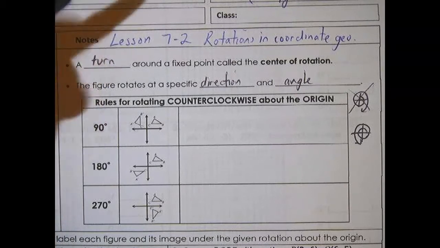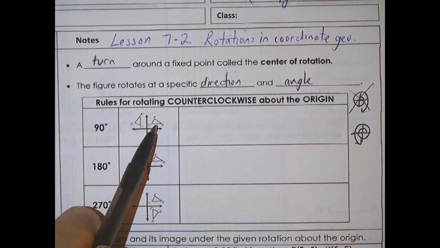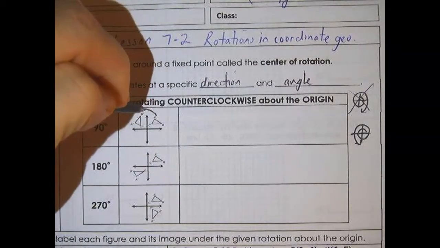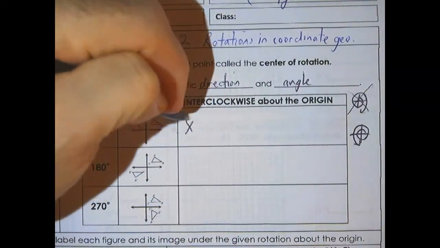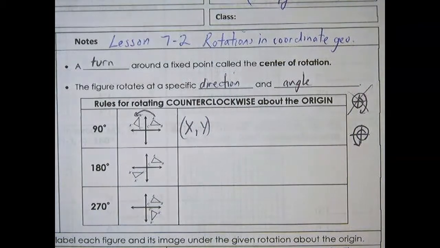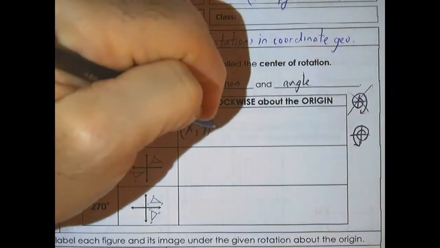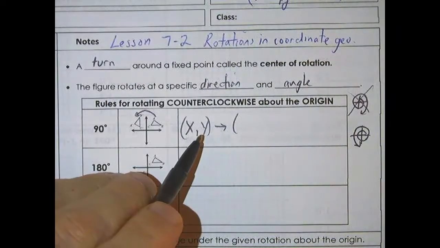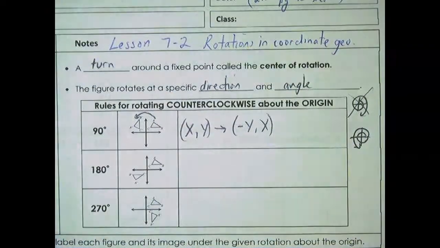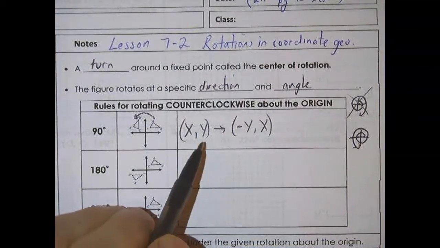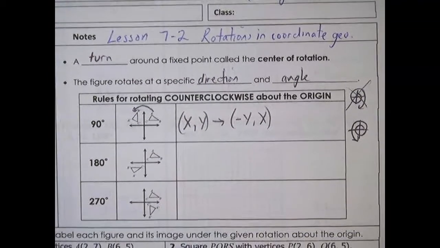All right, so rule number 1, if it's a 90-degree counterclockwise rotation, so going like this, 90 degrees, then the transformation rule will take every point on the pre-image (x, y) to (negative y, positive x). So we just have to switch the positions and change the sign of the y.